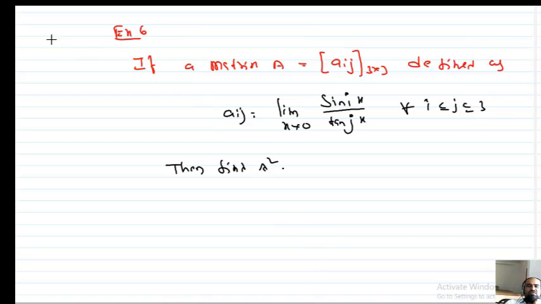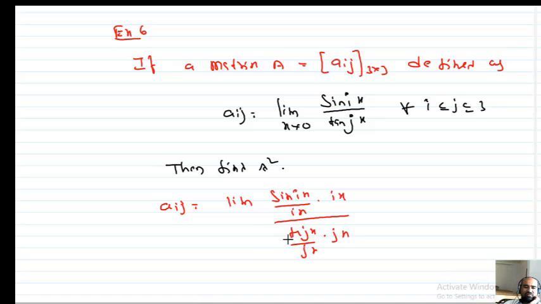So, my next problem, example 6: if the 3 by 3 matrix A is defined by this rule, then find A square. Means what? First of all, you want to find matrix A, no? After that, you can find A square. Simple problem only. Aij is defined as the limiting value of sin(ix) by ix into ix by tan(jx) by jx into jx, as x tends to 0. So, what is this? That is nothing but i by j only.